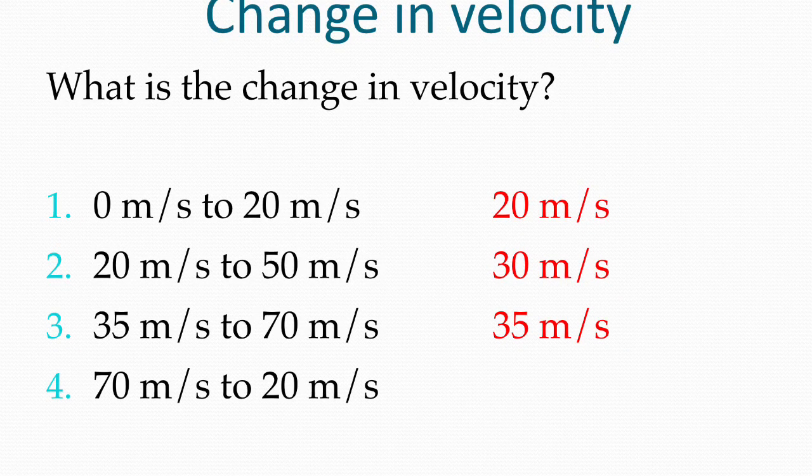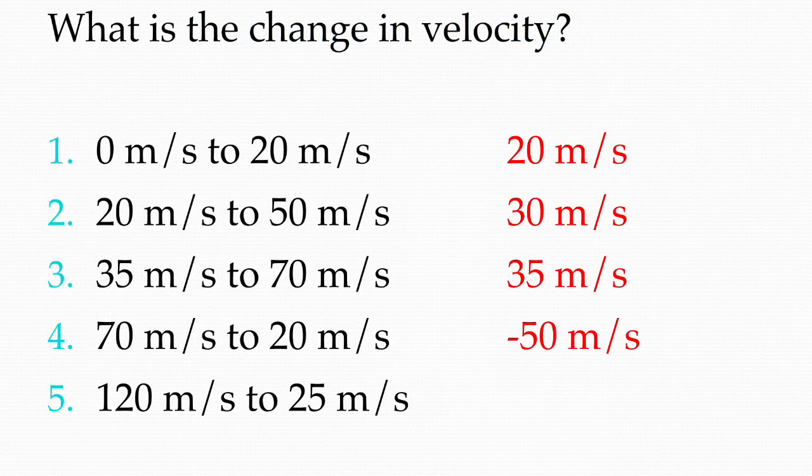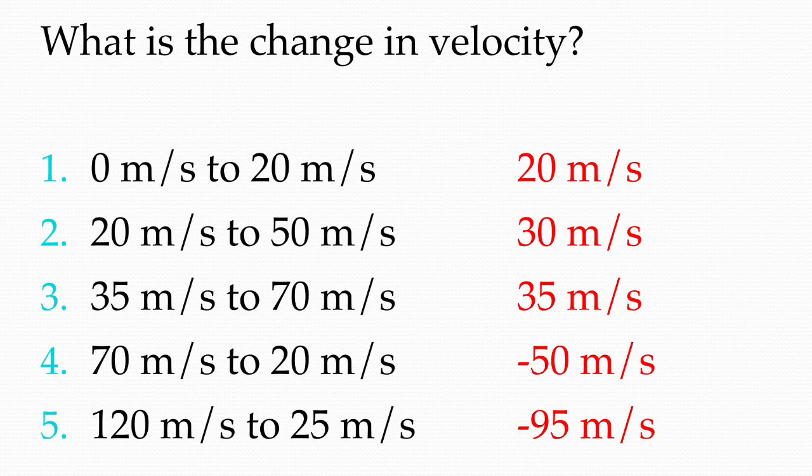In this case, the driver is going from travelling at 70 meters per second to travelling at 20 meters per second. What's the change in his velocity? Because he's slowing down or decelerating, the answer would be minus 50 meters per second. And finally, what would the deceleration be if he was travelling at 120 meters per second and slowed down to a speed of 25 meters per second? The change in velocity would be minus 25 meters per second.